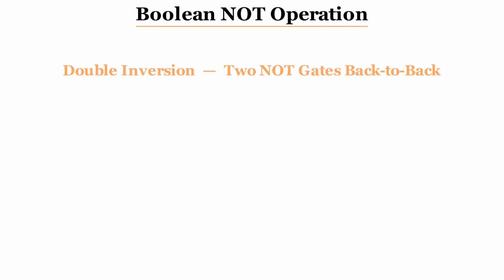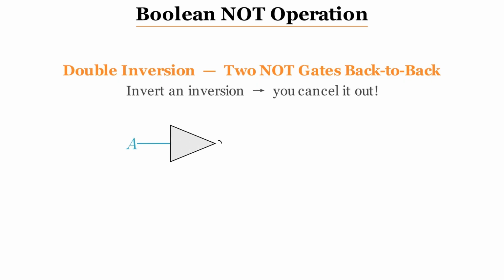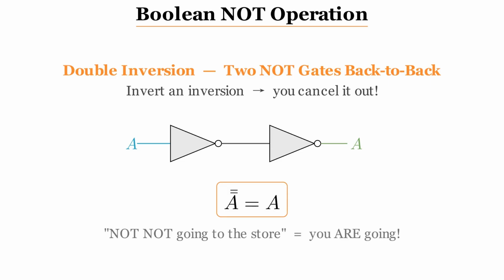And here is a fun mental trick. What happens if you put two NOT gates back to back? If you invert an inversion, you cancel it out. Double inverting a signal simply gives you the original signal back. A double bar equals A. It's like saying, I am not going to the store. It just means you are going.